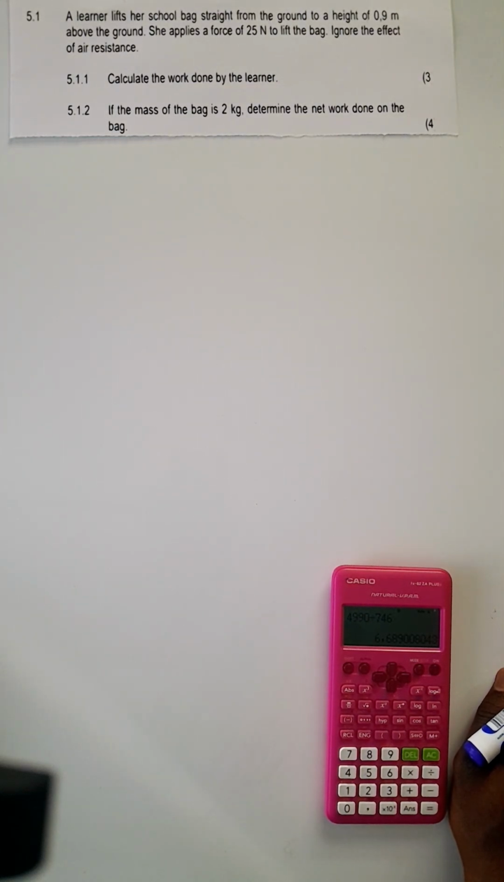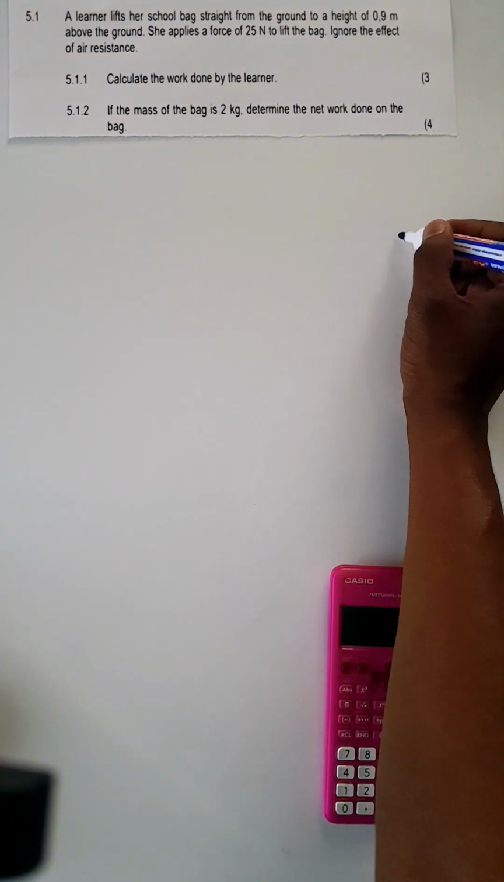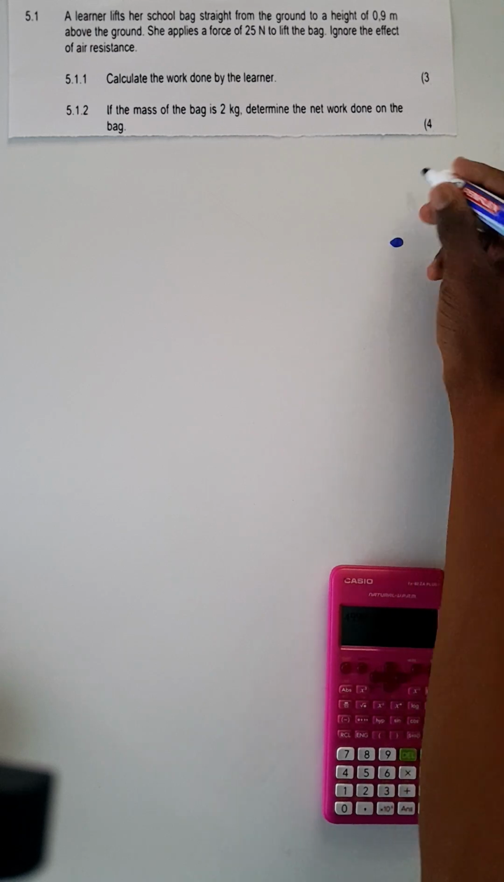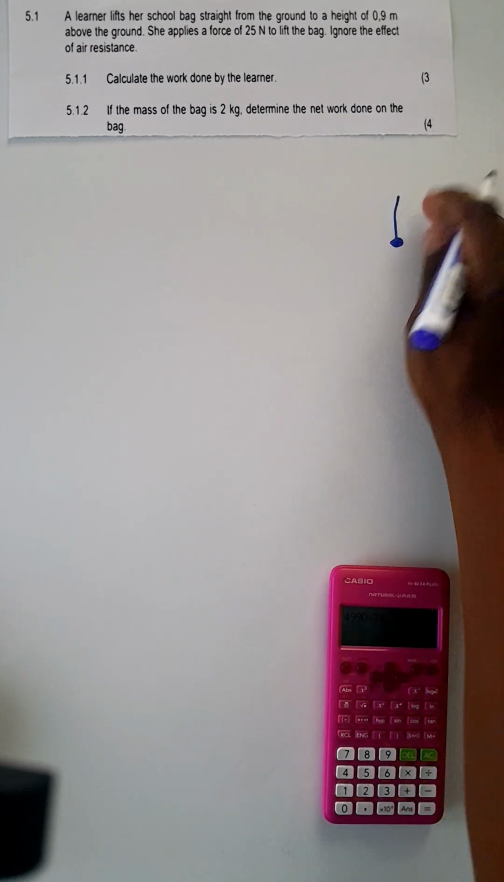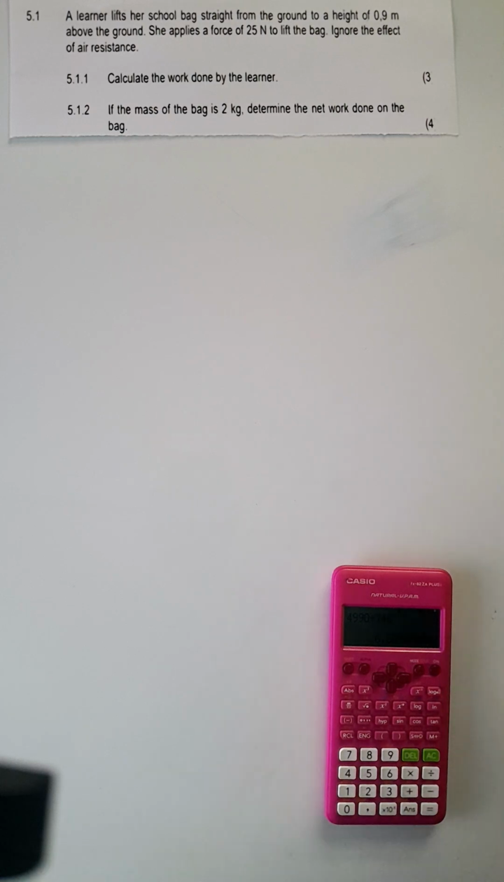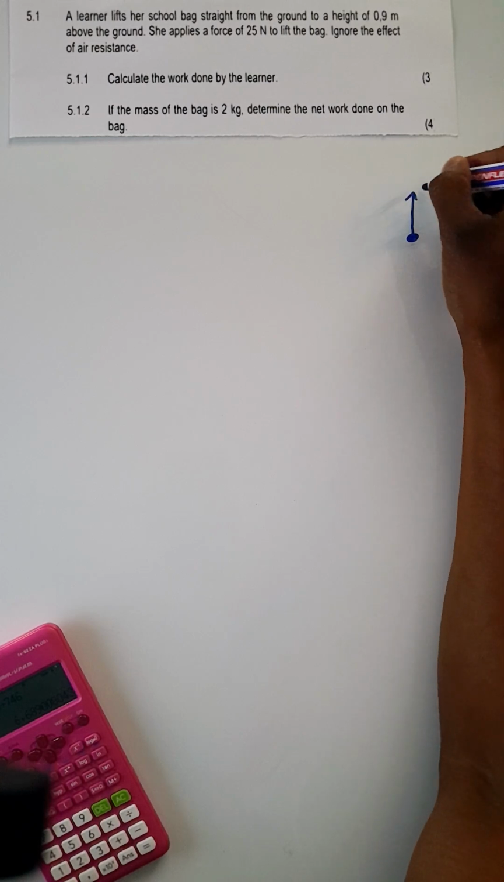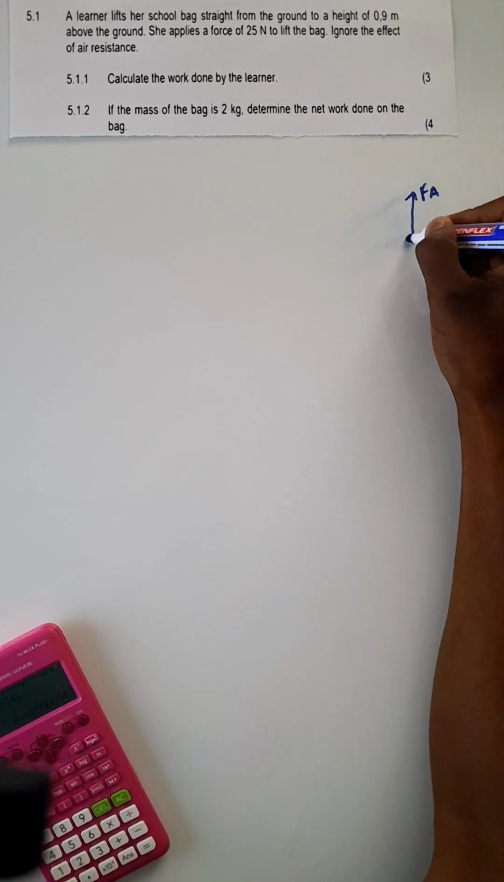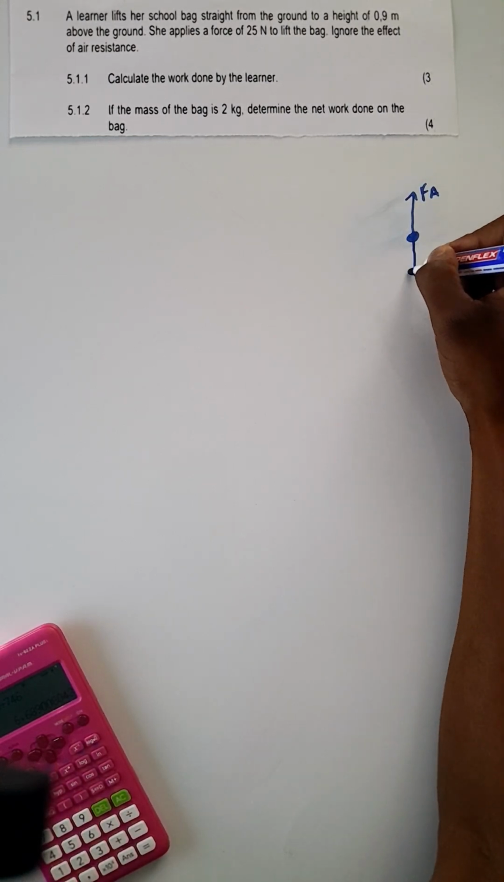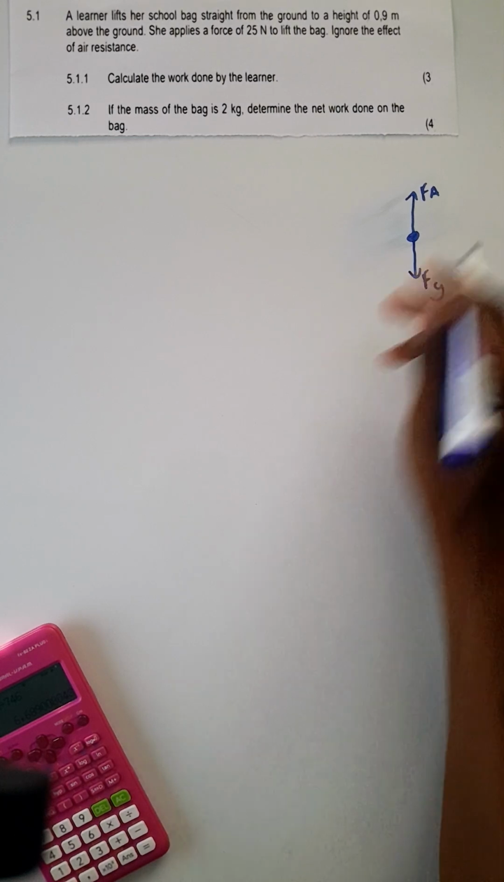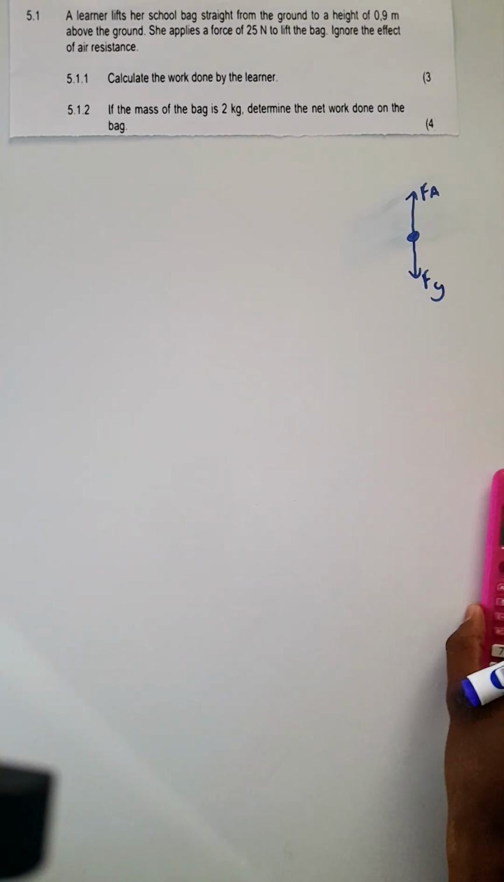So let's start here by drawing a free-body diagram to see the forces acting here. We're going to have the force applied by the learner. There's going to be the applied force, and then we have obviously the gravitational force. We know of no other forces beyond this.